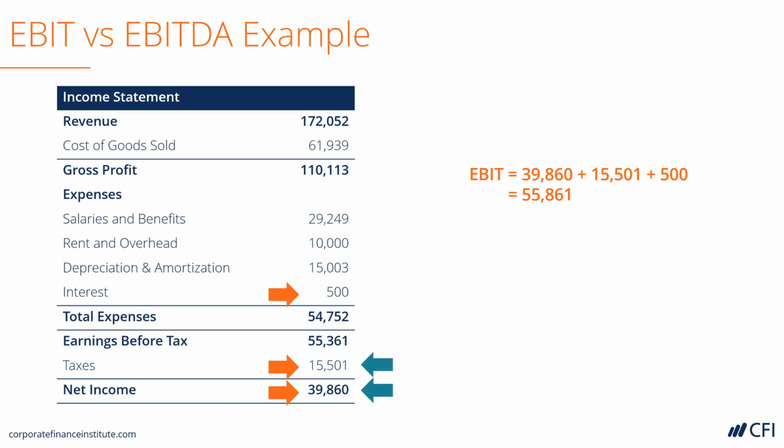Net income plus taxes plus interest plus D&A, and we should point out that if depreciation and amortization is not located on the income statement, it can be found on the cash flow statement. And then we have EBITDA of $70,864.